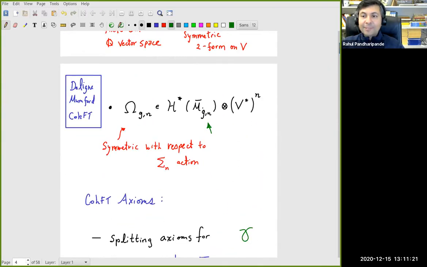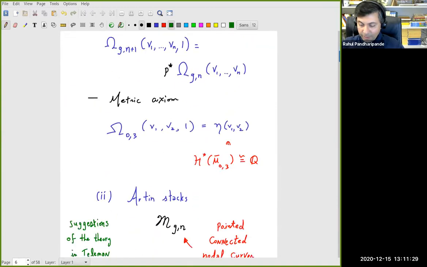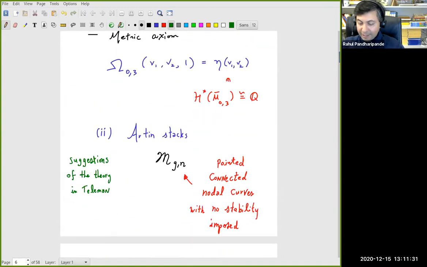We're happy with the Deligne-Mumford stable curves, but it's not enough for us. We want to consider the Artin stack of all genus g n-pointed curves. So these are pointed connected nodal curves with no stability imposed. No stability imposed. So this means that you can have some kind of chains of unstable rational curves doing whatever they want. And also it means that there's some new moduli spaces you can consider.